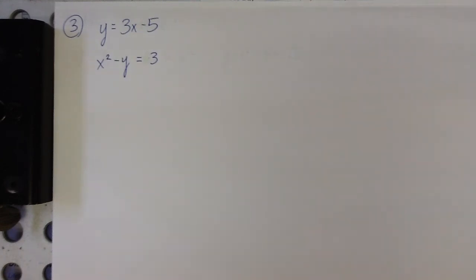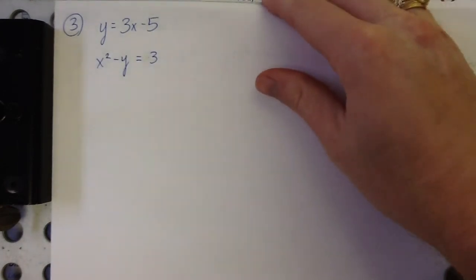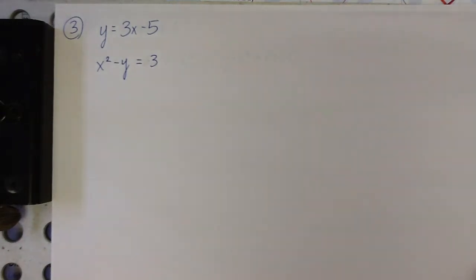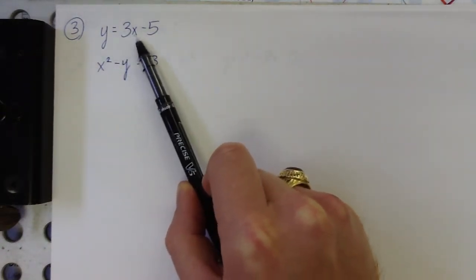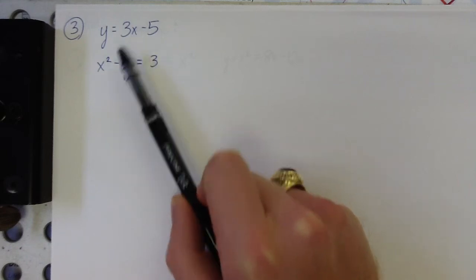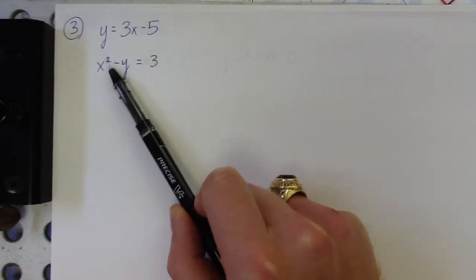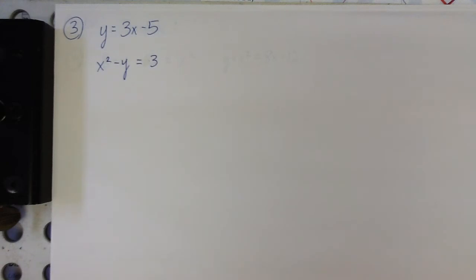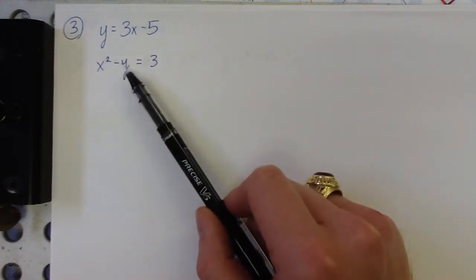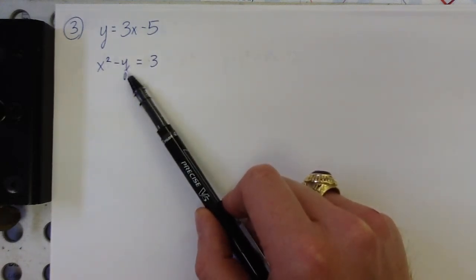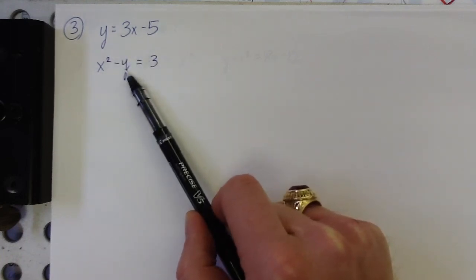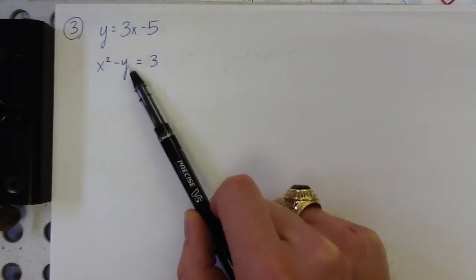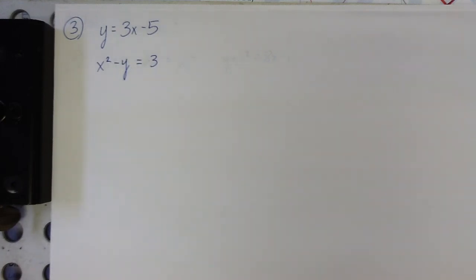Okay, let's do one more of these. This time I haven't told you what it is. Okay, the way you can tell it's a line, x is just plain x, no power. This one's quadratic because x is squared. Okay. Now this one we could probably graph because this one is solved for y, this one we could easily solve for y. But let me just go through substitution just to let you practice that.